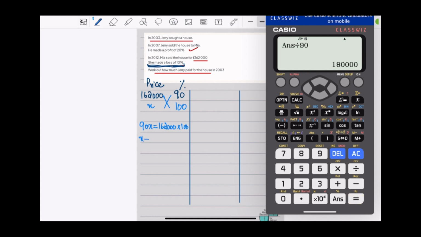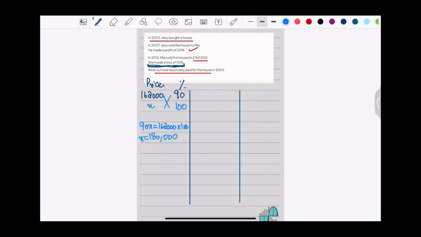So X is equal to 180,000. This was the price she bought it with. That's why she sold at a 90% loss, at $162,000. This was the price she bought it with. And obviously this was the price Jerry had sold it to Mia.